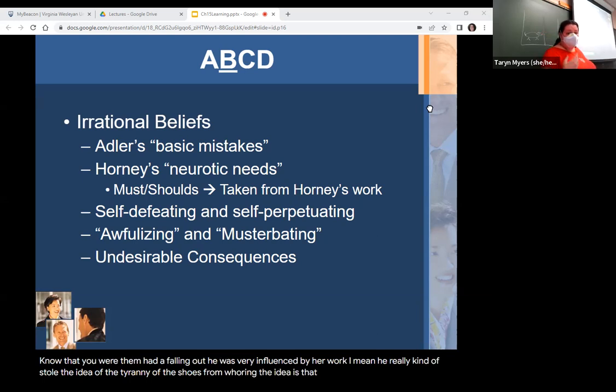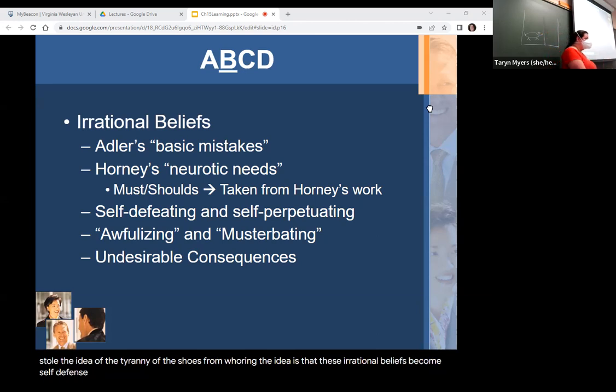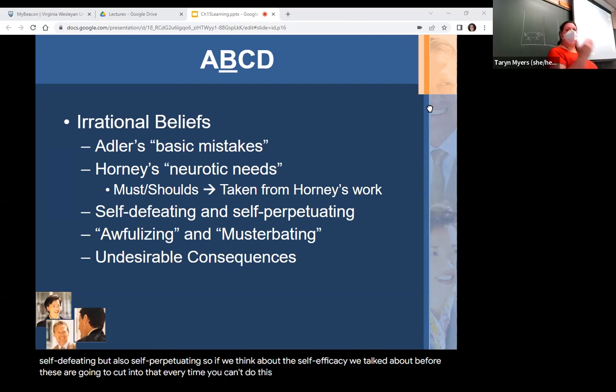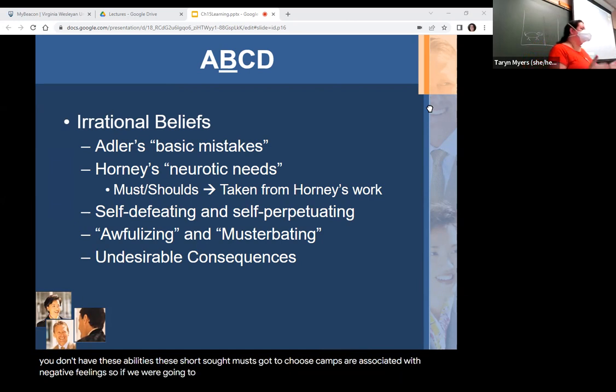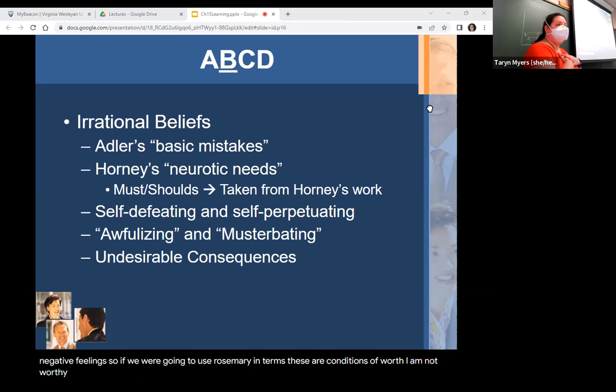The idea is that these irrational beliefs become self-defeating, but also self-perpetuating. So if we think about the self-efficacy we talked about before, these are going to cut into that every time. You can't do this because you're a horrible person, because you don't have these abilities. These shoulds, oughts, musts, got tos, and can'ts are associated with negative feelings. So if we were going to use Rogerian terms, these are conditions of worth. I am not worthy of love because I'm not meeting these irrational expectations.